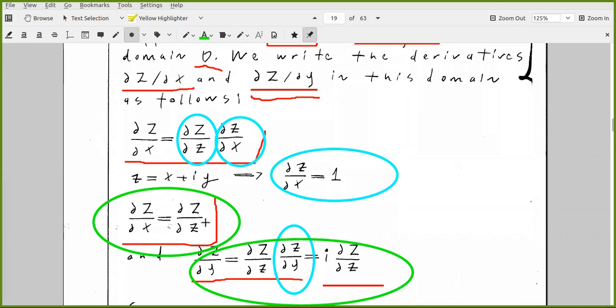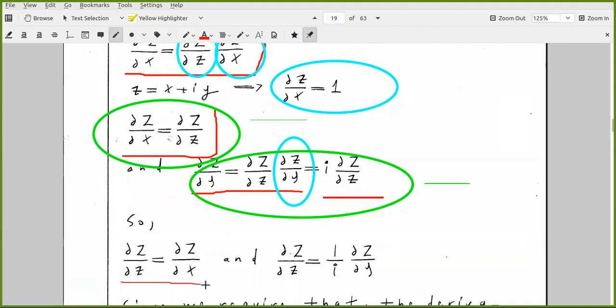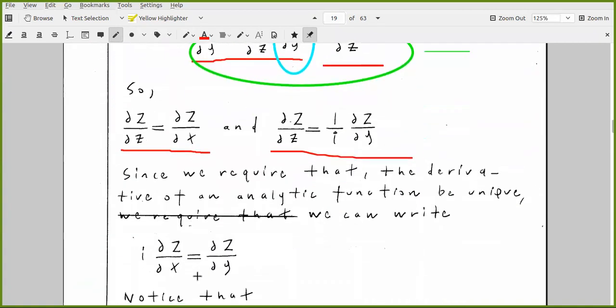Two derivatives, dZ/dz found from the first has to be equal to dZ/dz found from the second, because it's an analytic function and the derivative applied in either way should give the same result. I equated these: dZ/dx should be equal to 1 over i times dZ/dy, or i times dZ/dx is dZ/dy. That is our major result. For this function to be analytic, then we have such a requirement: i times dZ/dx has to be equal to dZ/dy.